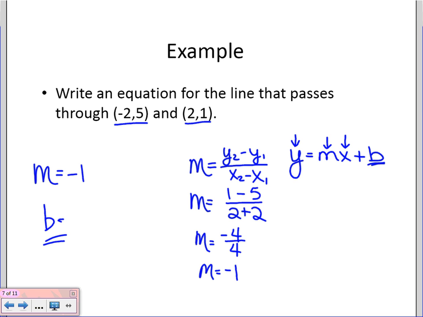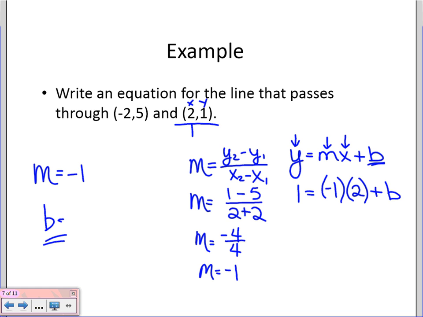And actually, it does not matter which one you choose, as long as you just choose one point. So you don't want to choose the x from here and the y from here. You want to choose one xy coordinate. It really doesn't matter which one you choose. I'll use this one since it doesn't have any negatives in it. And so we just plug in. This is your x, this is your y. So our y is 1 equals, we just found our slope to be negative 1, our x is 2.